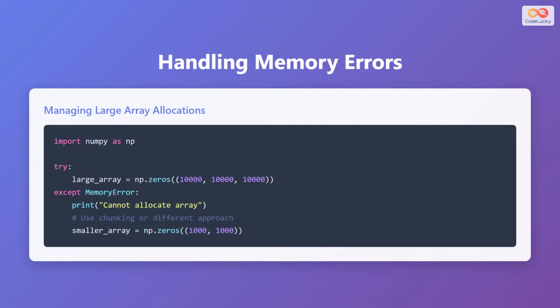When working with large arrays, memory errors are a real concern. This example shows how to handle situations where array allocation fails. We attempt to create an extremely large array with dimensions 10,000 by 10,000 by 10,000, which would require enormous amounts of memory. When this allocation fails, we catch the memory error and implement a fallback strategy, creating a smaller array instead. This approach allows your program to continue running even when memory constraints are encountered.